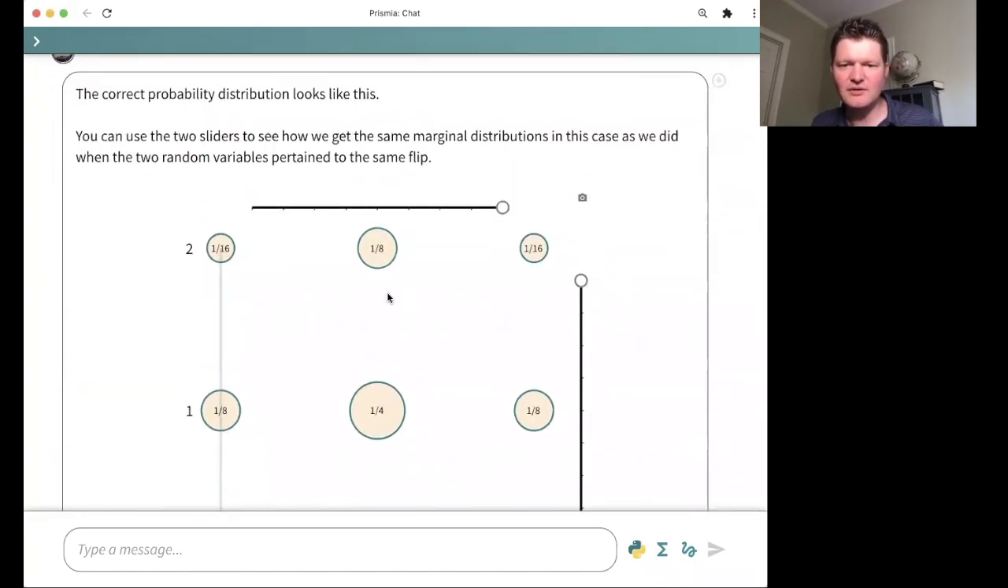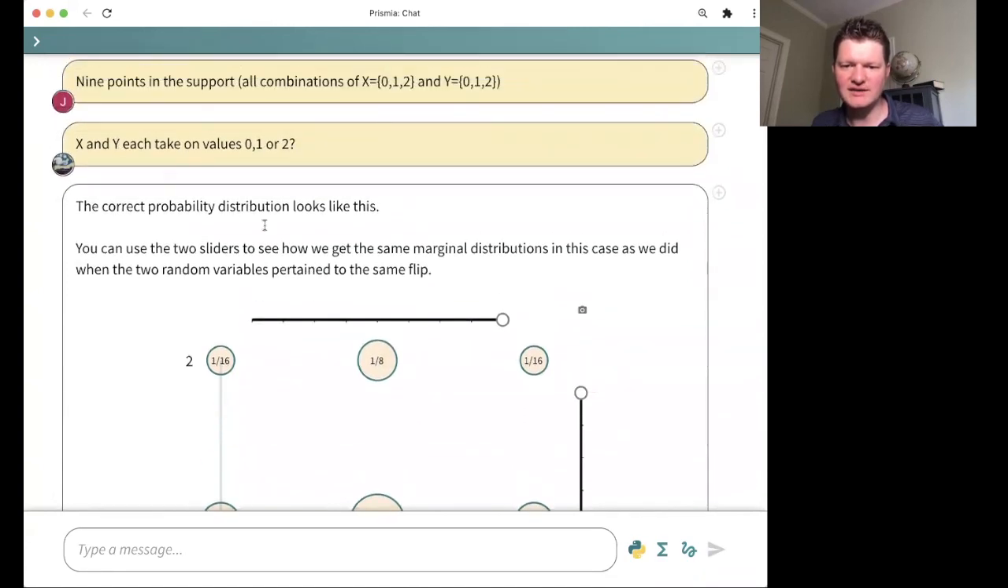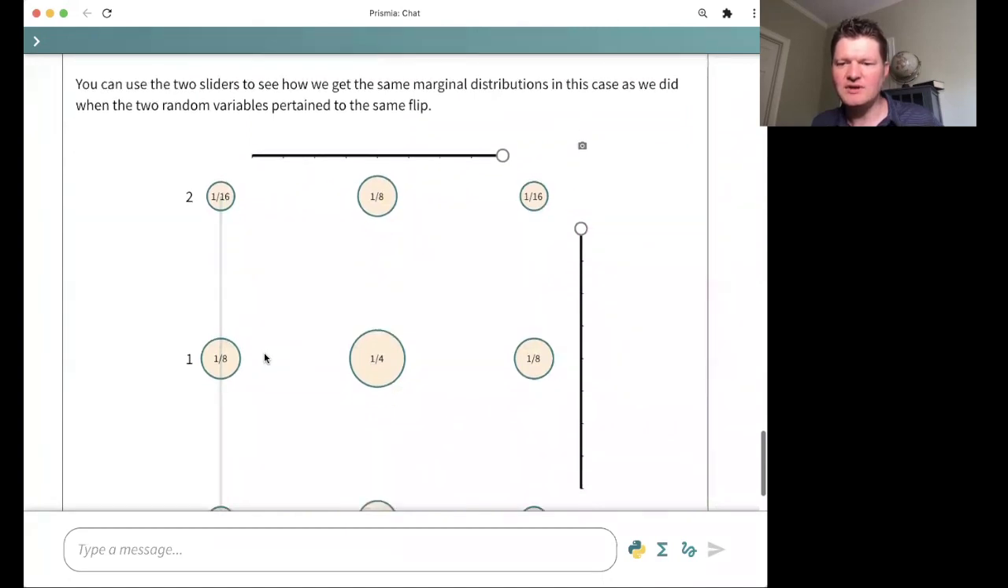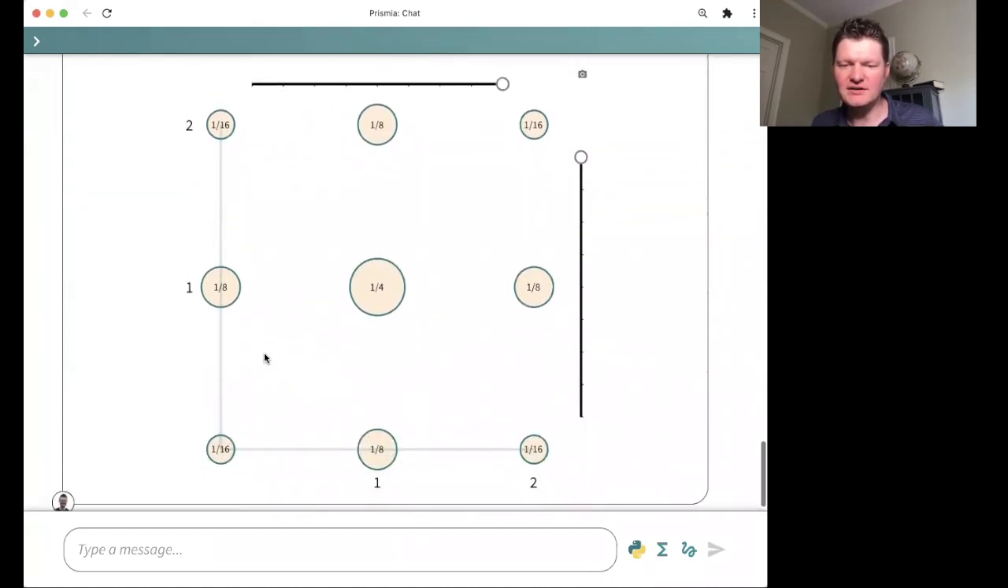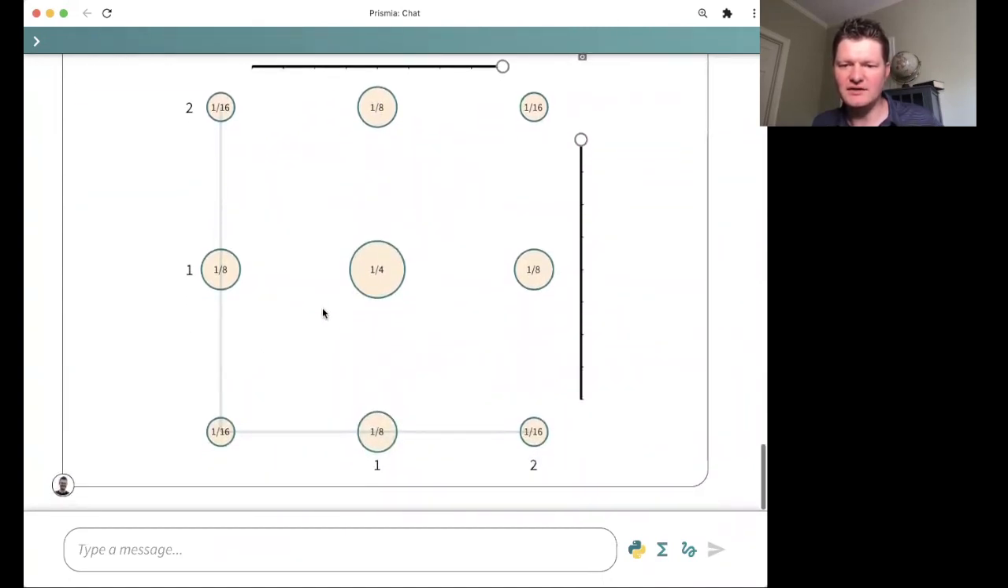So here's the correct probability distribution for x comma y in this situation. And really what's happening is that there are certain outcomes that are more likely than others. Like having both x and y be 1 is the most likely outcome. And these outcomes on the sides are somewhat less likely, and the ones in the corners are less likely than that.